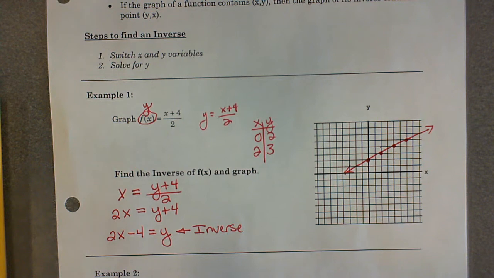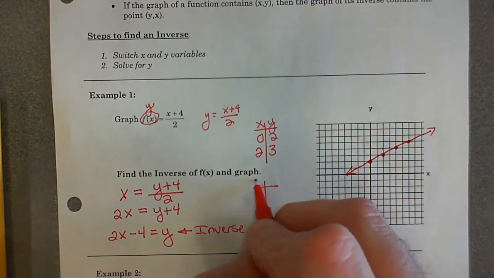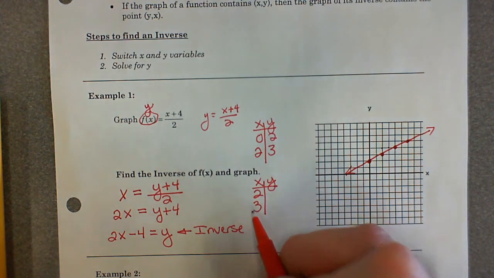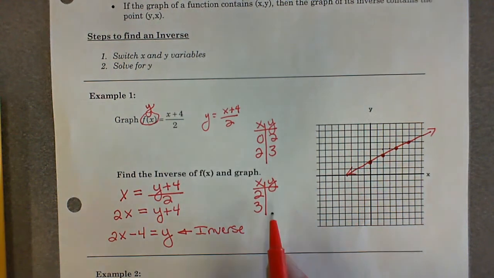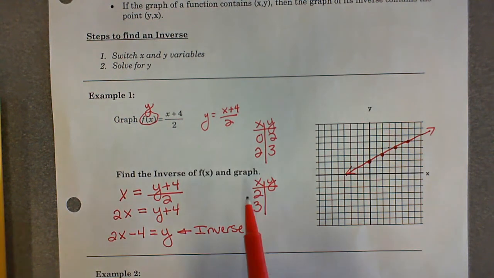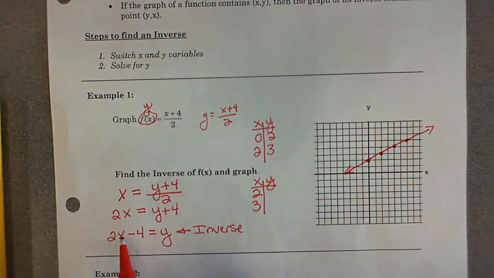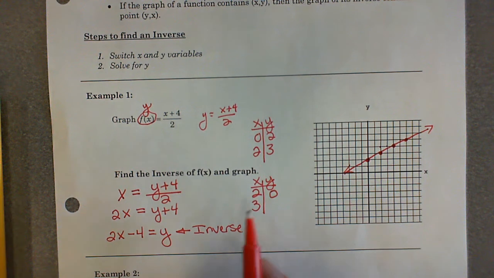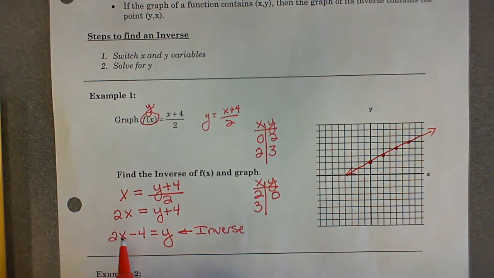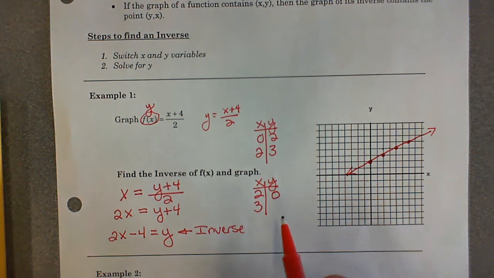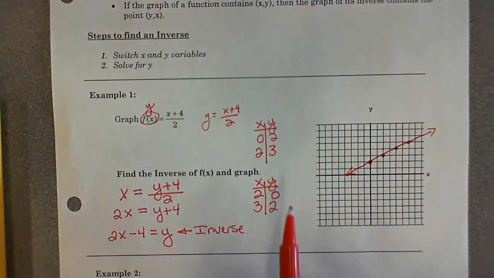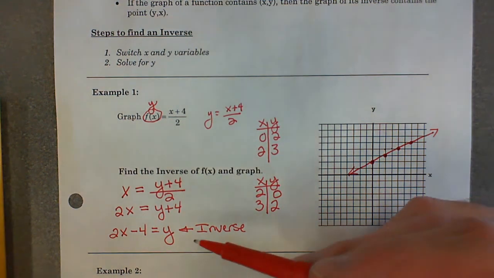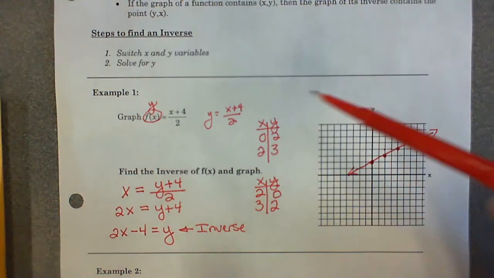Now if that truly is the inverse, if I make my table of values here, and I take these y values and make them my x values, then these x values should end up being my y values. Let's see if that happens. Plug the 2 in here. This is 2 times 2, which is 4, minus 4 is 0. Plug the 3 in here. 2 times 3 is 6, minus 4 is 2. And if you notice, these tables are just reversed. So this truly is the function that undoes what this function did.